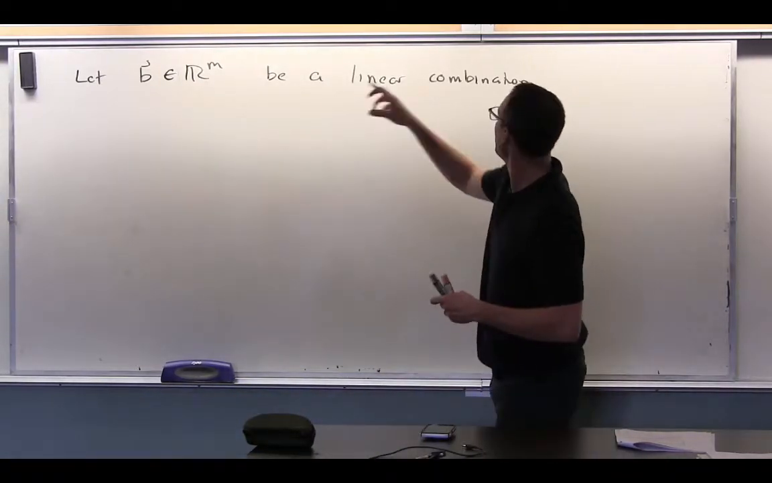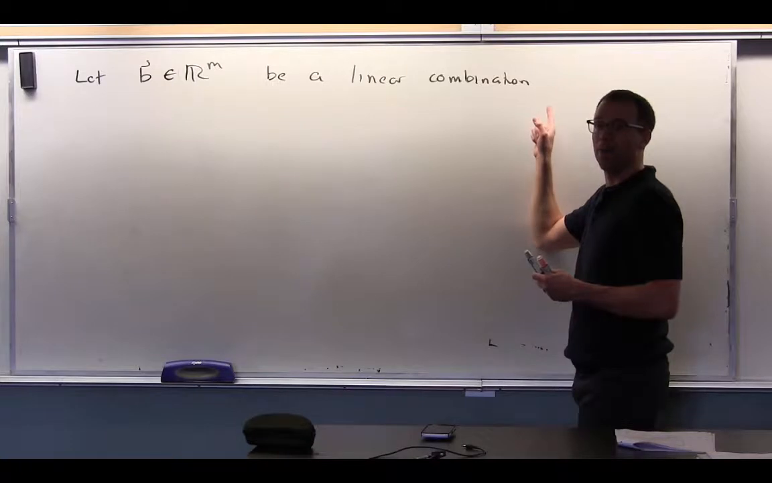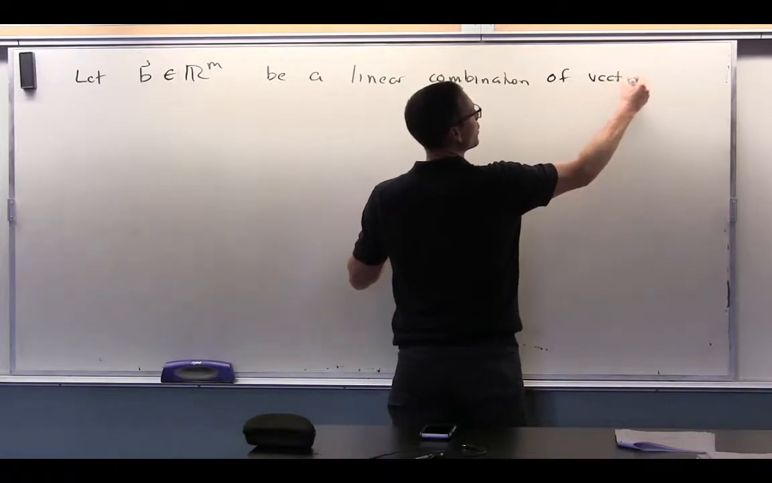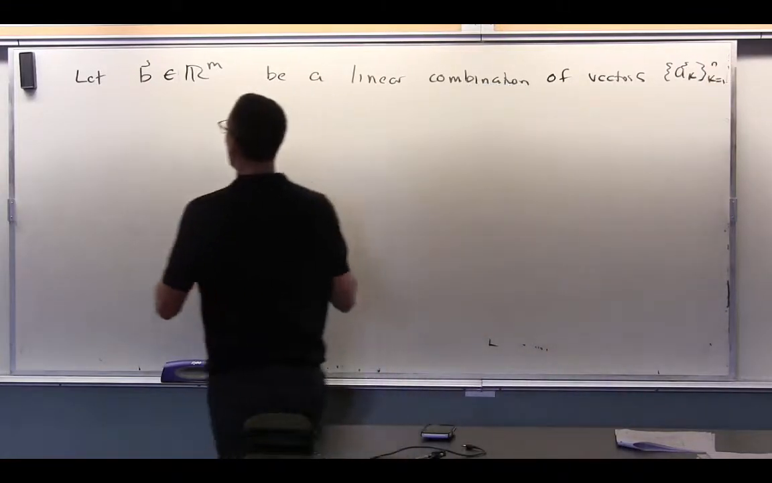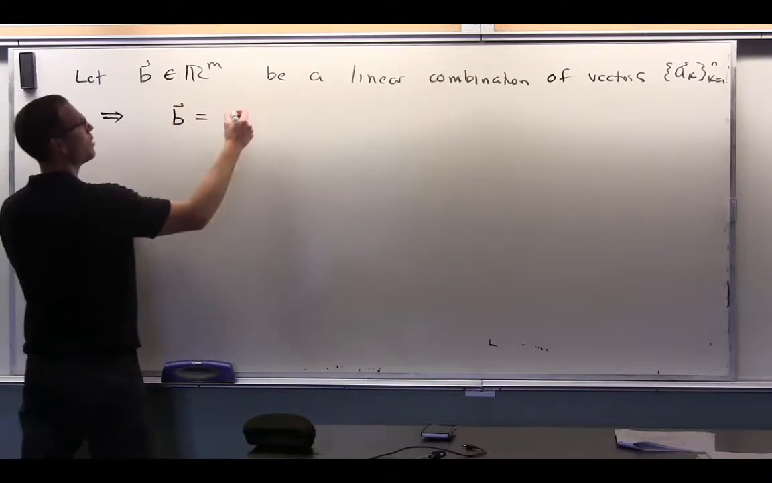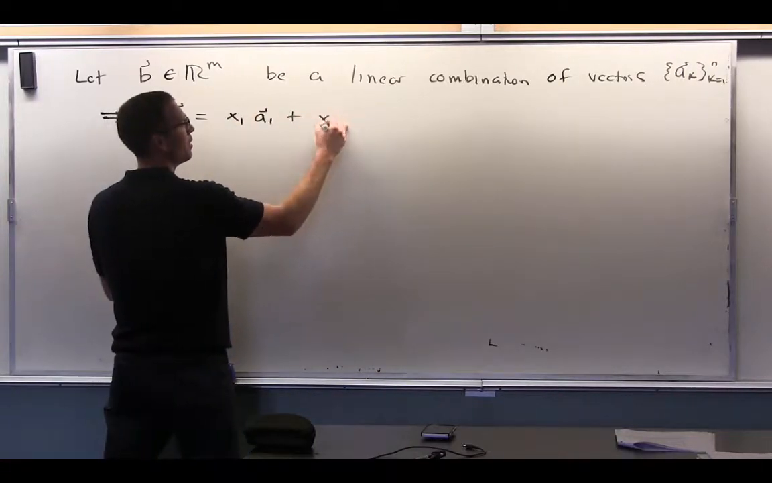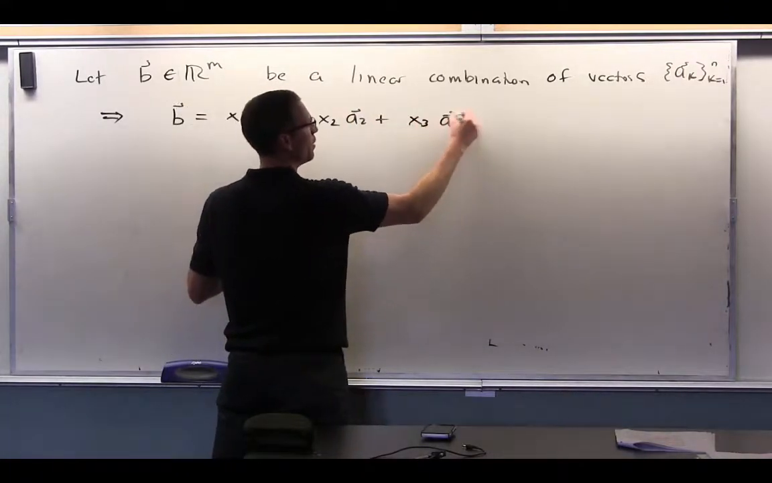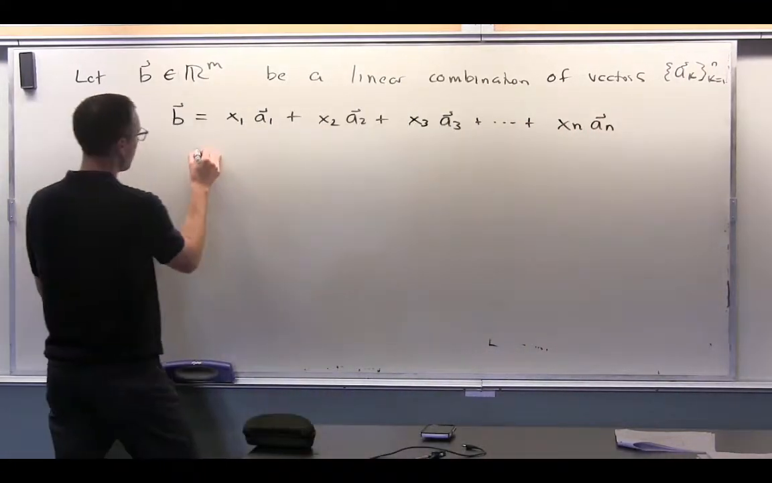So in order to define a linear combination, what do I need to have? What do I make linear combinations out of? A set of vectors, right? So it'd be a linear combination of vectors a_k, where k runs from 1 to n, which immediately implies what? B is equal to what? x1 a1 plus x2 a2 plus, why don't we just do one more for the sake of it, and then we go all the way down to xn an.